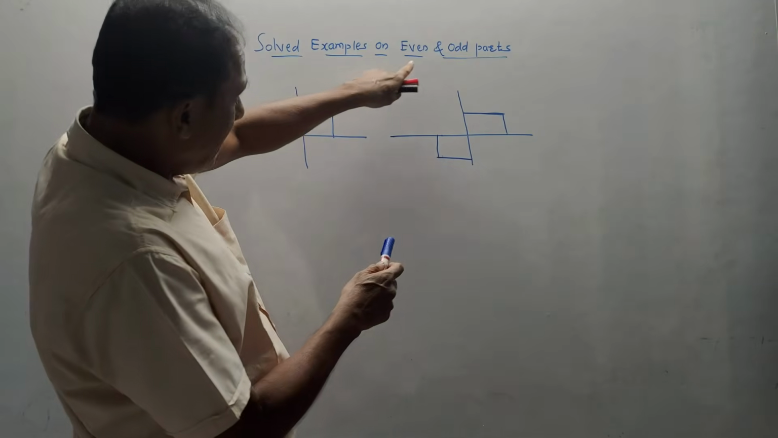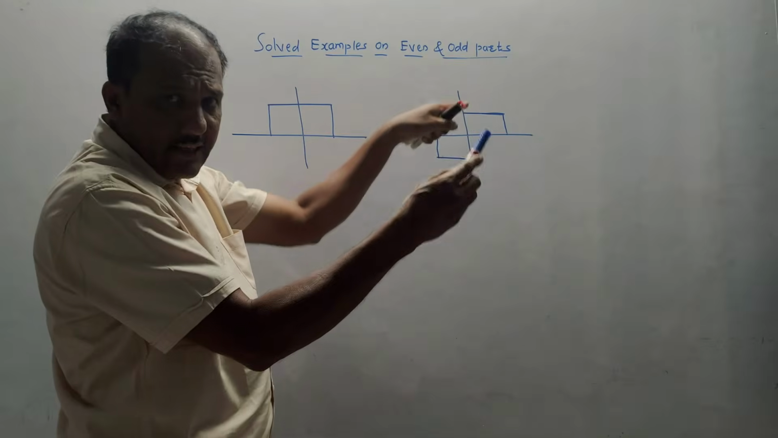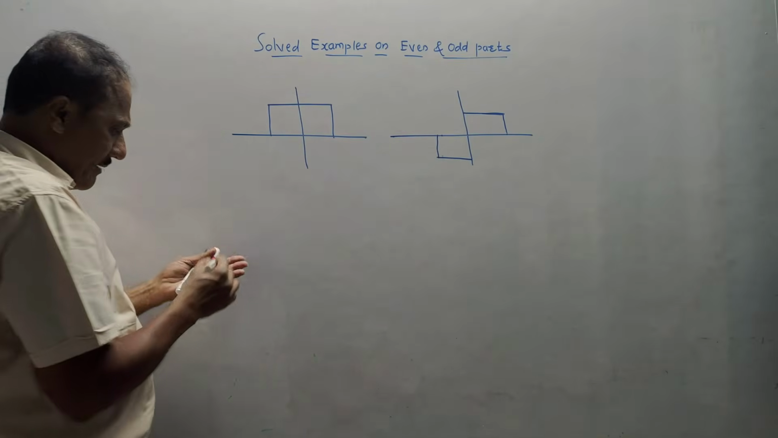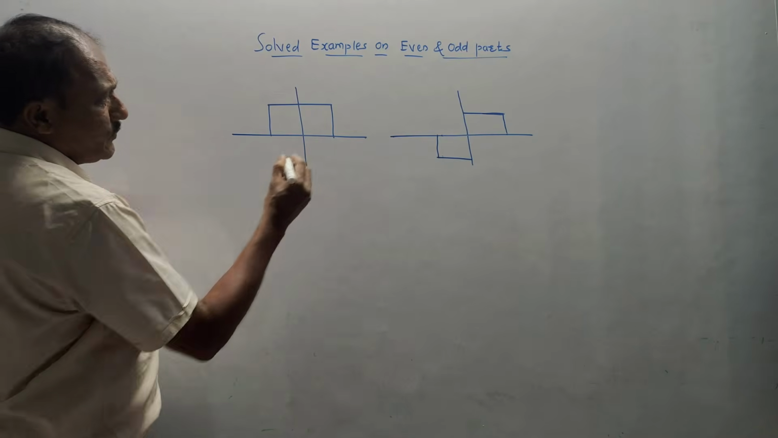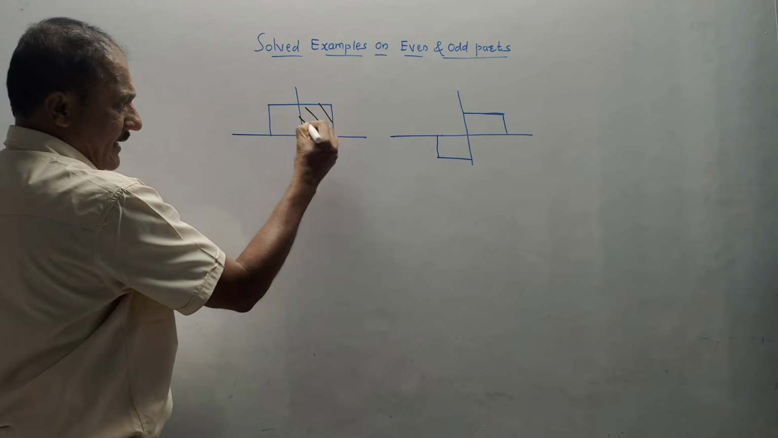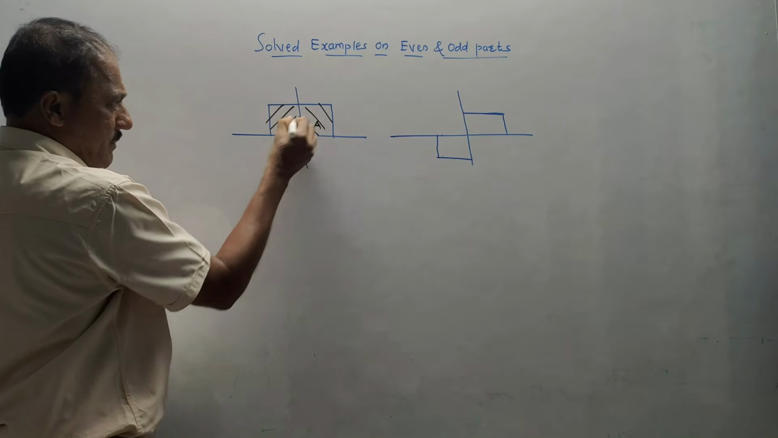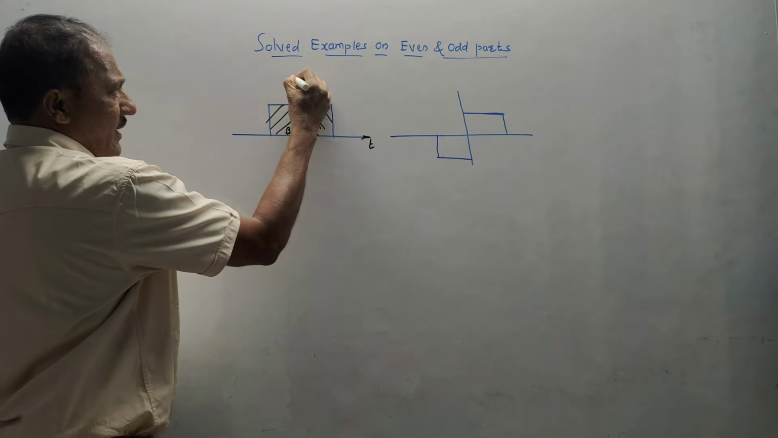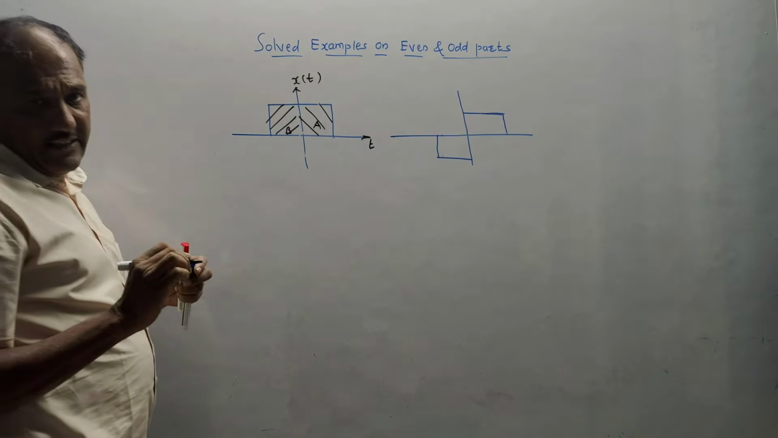What we have studied related to even and odd part in the earlier video, I would like to brush up the things quickly. Consider this diagram. I will say there are two parts for this diagram. Say this is part A, this is part B. Actually, this is graph of x of t versus t.